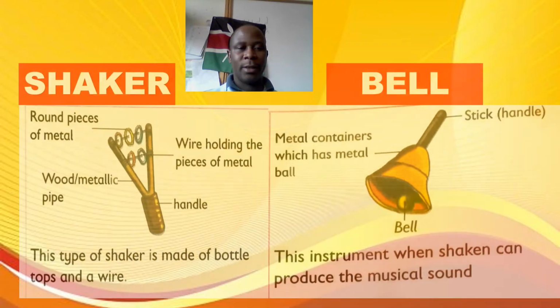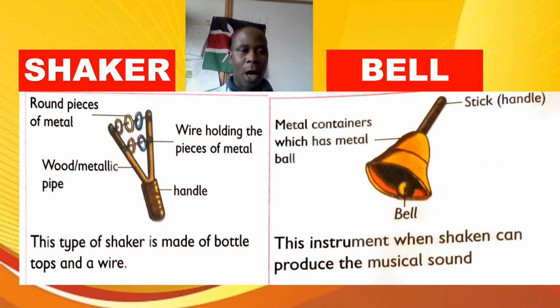And let's look at the shaker. A shaker has round pieces of metal, which are bottle tops, wire holding the pieces of metal, and wood or metallic pipe handles. This type of shaker is made of bottle tops and wire. Then you have the bell. The bell has a stick, which has metal balls. This instrument, when shaken, produces a musical sound.